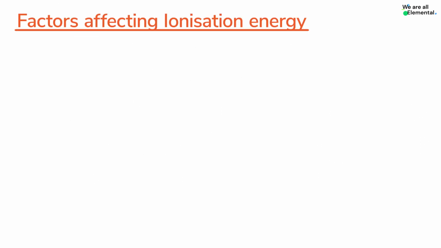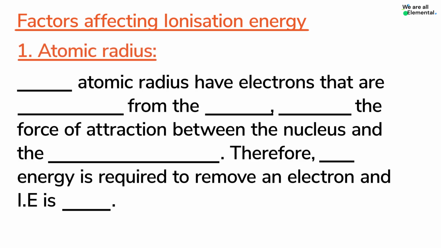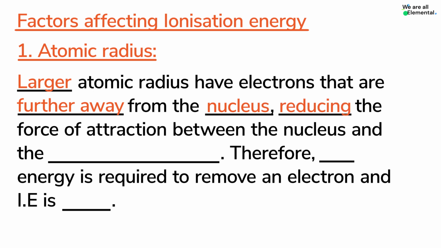Now let us look at factors affecting ionization energies. The main factor is atomic radius. Larger atomic radius have electrons that are further away from the nucleus, reducing the force of attraction between the nucleus and the outermost electron. Therefore, less energy is required to remove an electron, and ionization energy is lower. In other words, the larger the atomic radius, the lower the ionization energy.